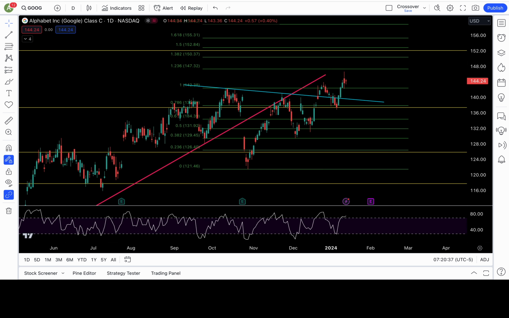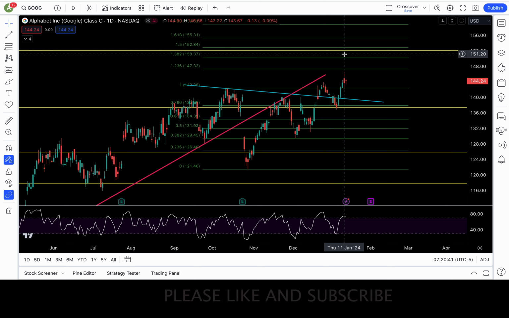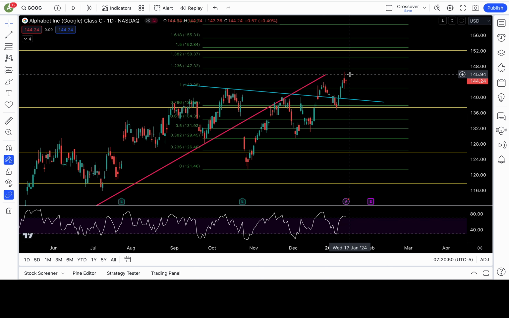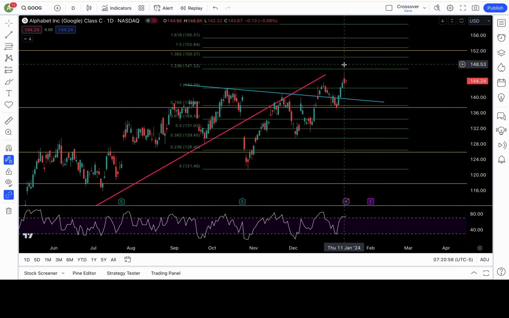All right. Google, inside candle as well. Friday was just a consolidation day pretty much. But the mother candle's range is 142.22 to 146.66. So we got to watch for the break of that range. Add those levels to your charts. Watch the break of that range. Above 146.6, I would be bullish, and below 142.2, I would be bearish.